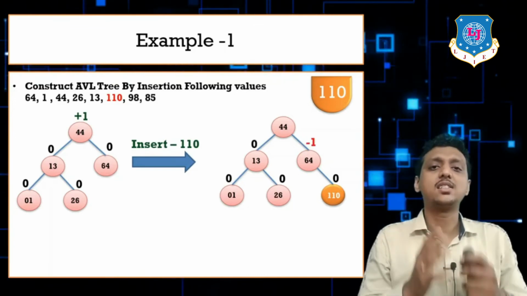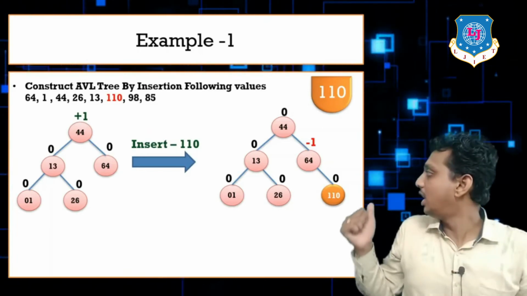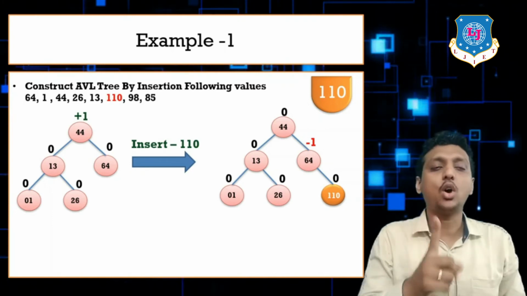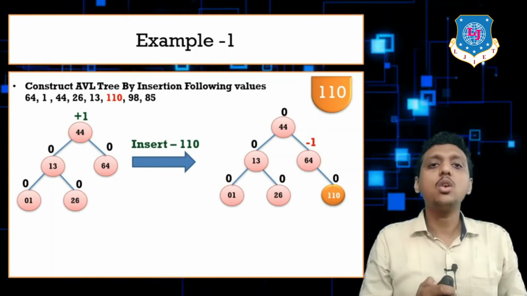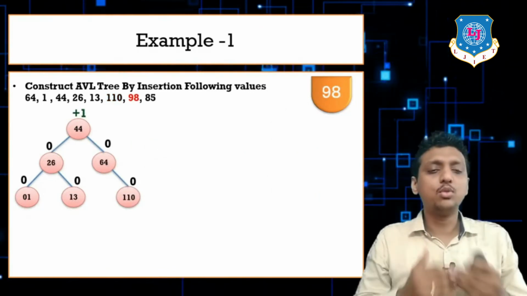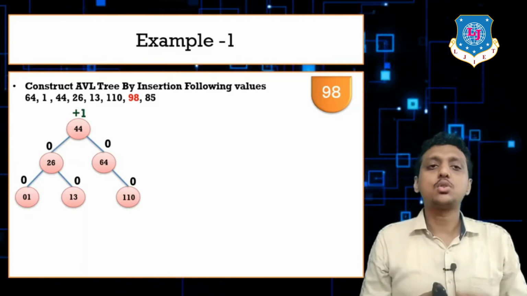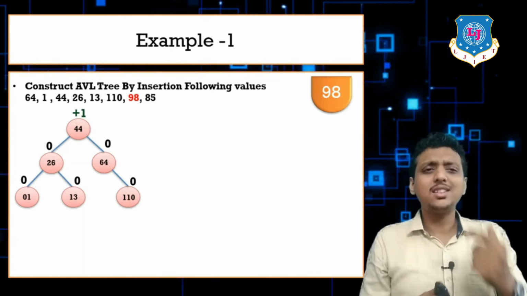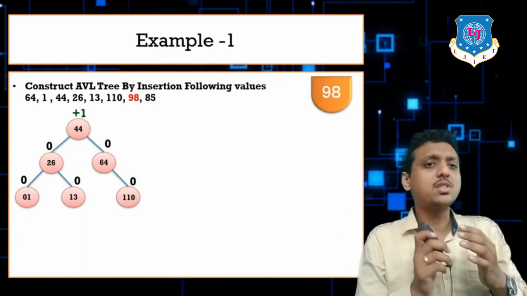Okay, 13 contains 0 and 44 contains 0 also, because the left subtree height and the right subtree height become equal for node 44. Fine. Now, taking this same tree, we'll move further with the value 98. So students, just insert 98. 98 is greater than 44, so you have to move towards the right side, and then we find 64.